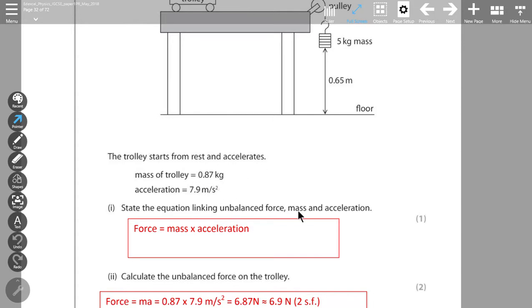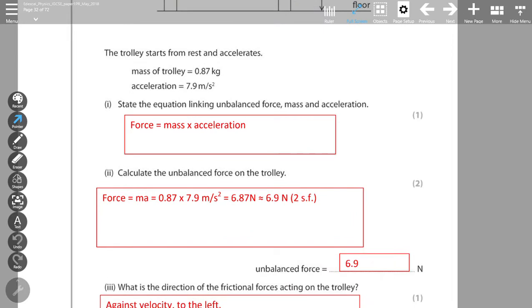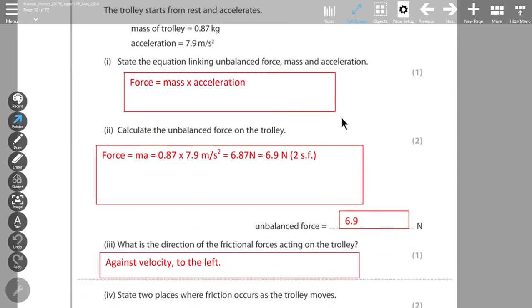Mass of trolley, acceleration. State the equation linking unbalanced force, mass and acceleration. So unbalanced. I forgot to put here unbalanced. Let's put here unbalanced force equals mass times acceleration. Let's make it this way. Calculate the unbalanced force. So unbalanced force will be ma.